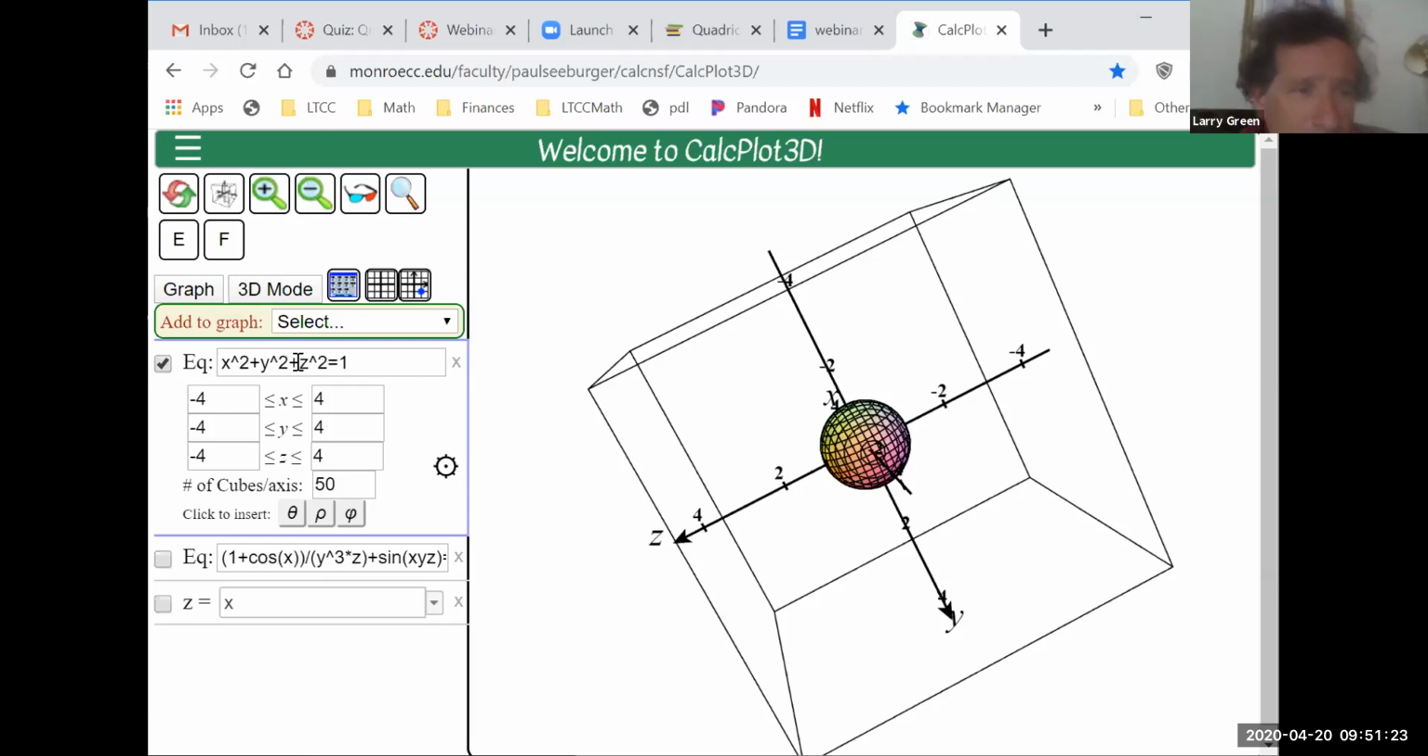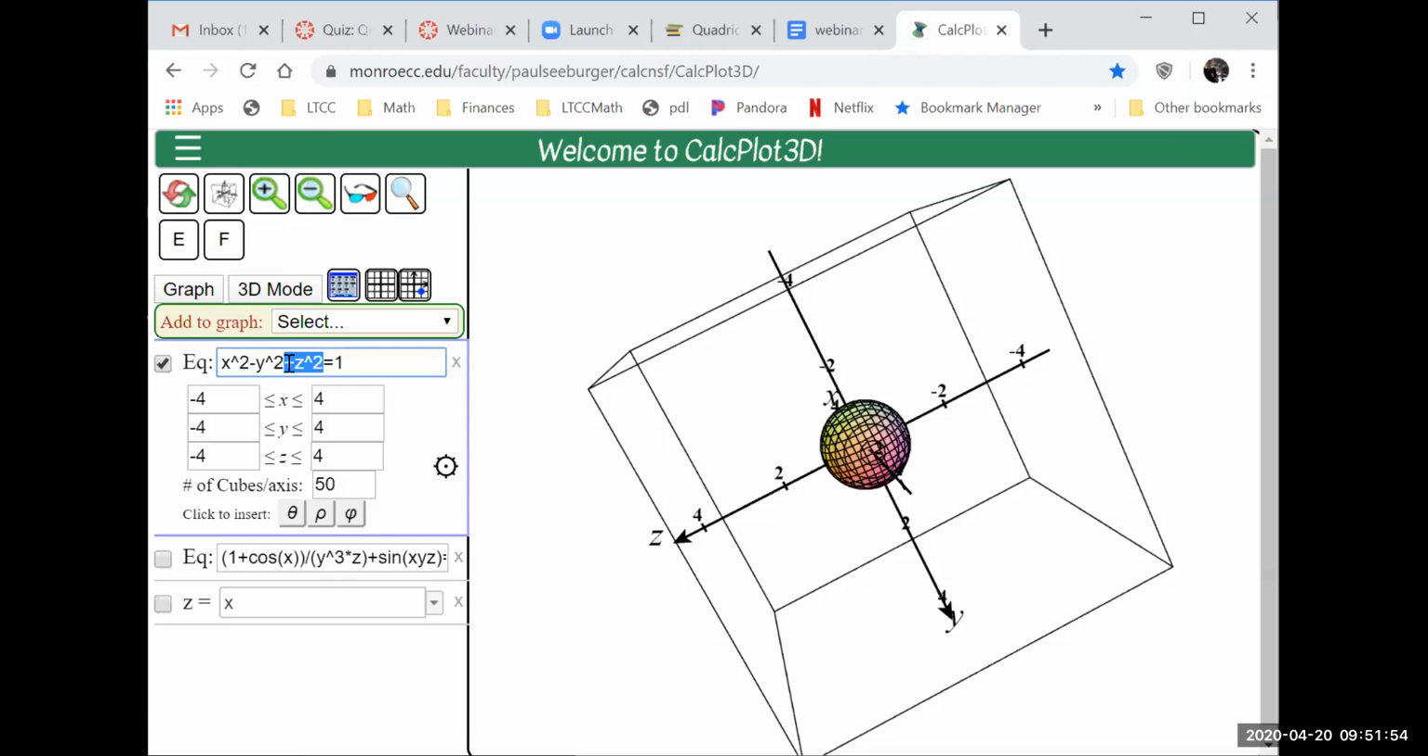What if I took the plus sign and made it a minus sign? Do I still get an ellipsoid if I took that first plus and made it a minus? Now you should be a little concerned, because if we look at the trace on the xy plane, then we're looking at x squared minus y squared equals 1. Yeah, it's a hyperbola.